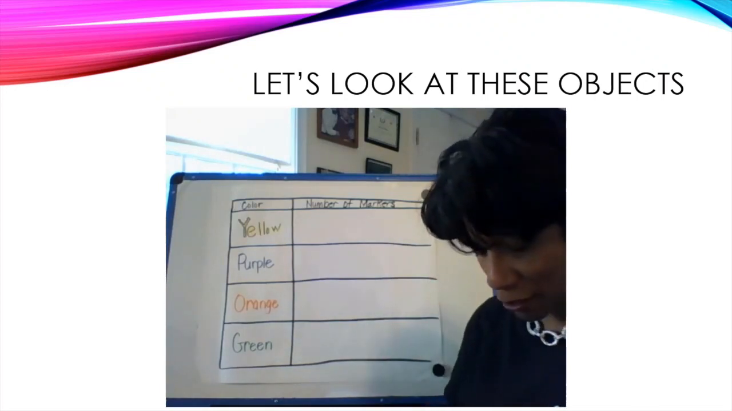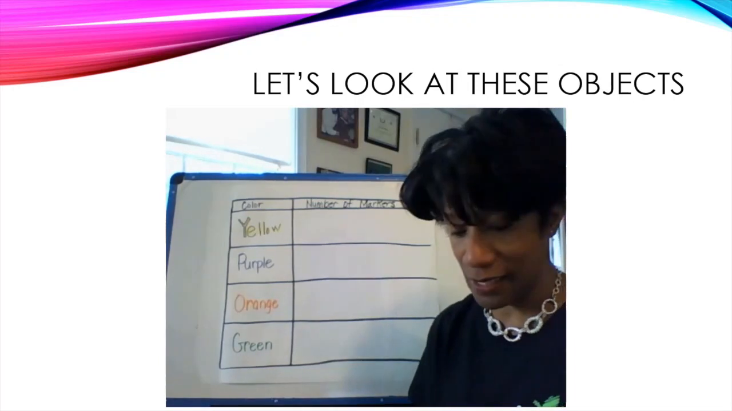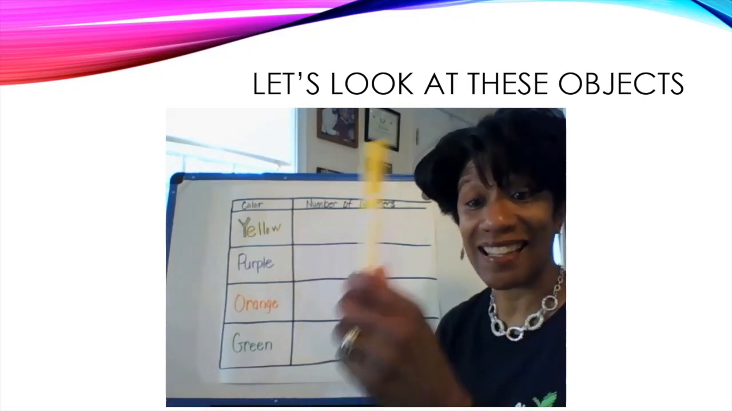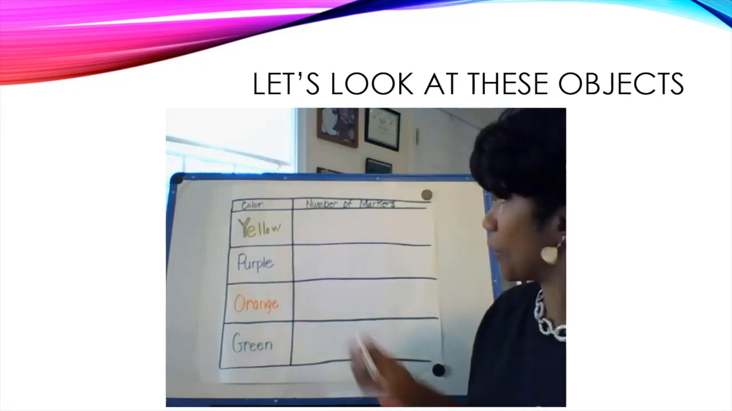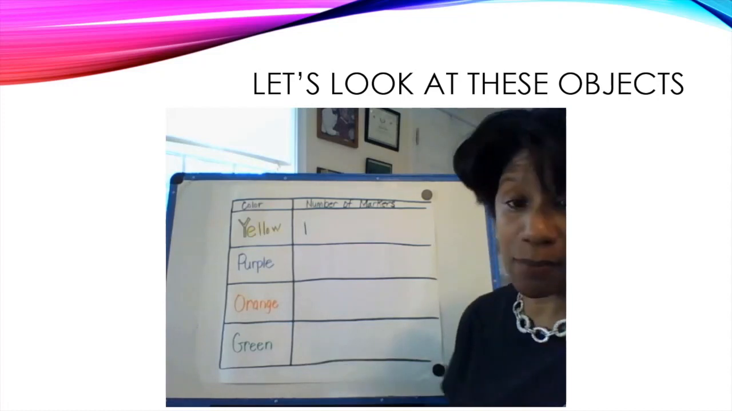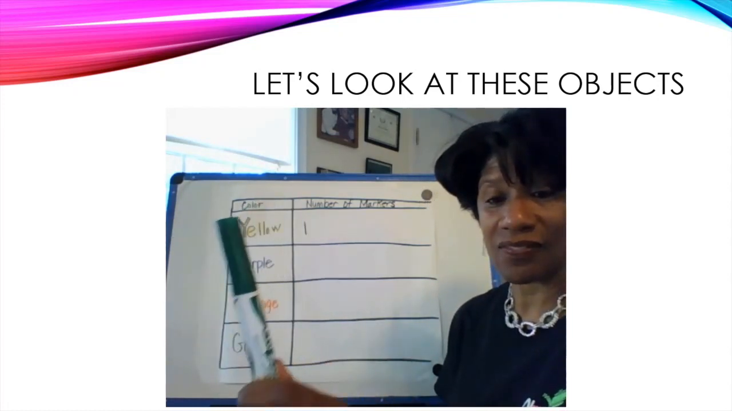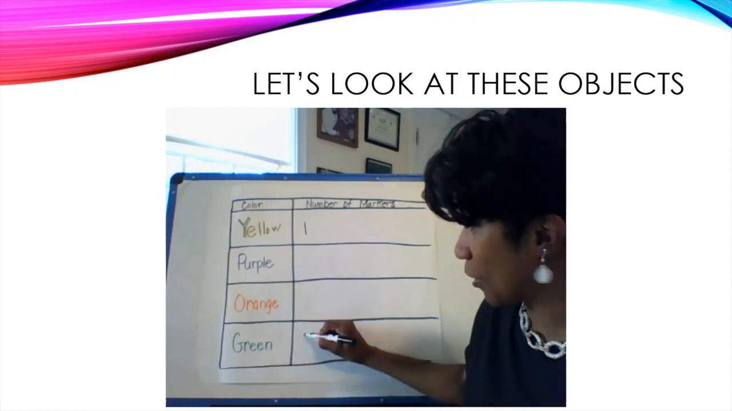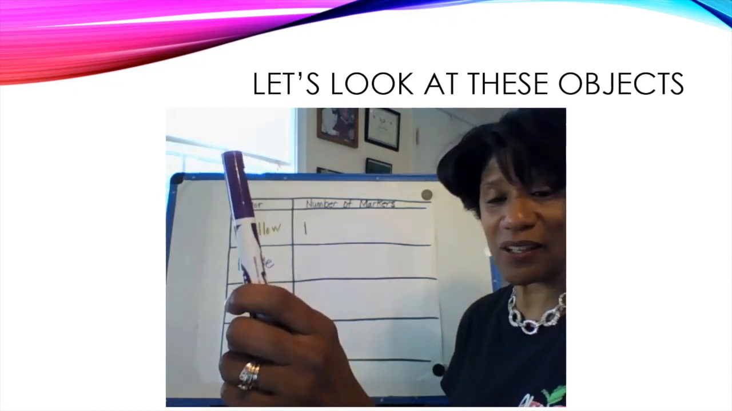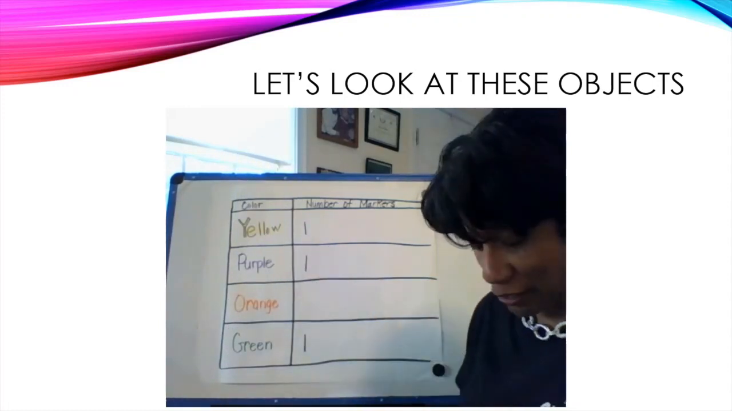So, all right, I'm going to hold up the first one, and you tell me what color it is so I know what to put. What color? That's right, yellow. So I'm going to put one mark on my yellow table under the yellow color. What color? Green. So I'm going to put one mark on the green. What color? Purple. We put a mark under purple.